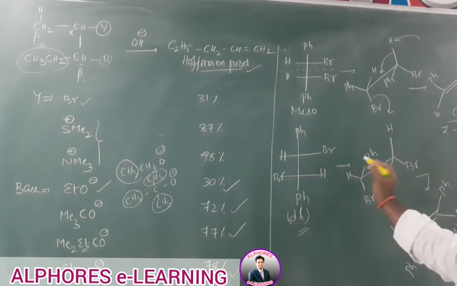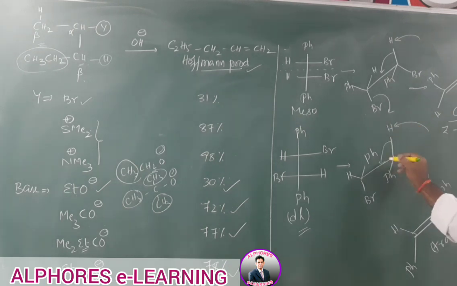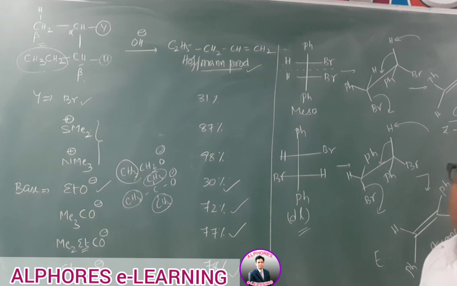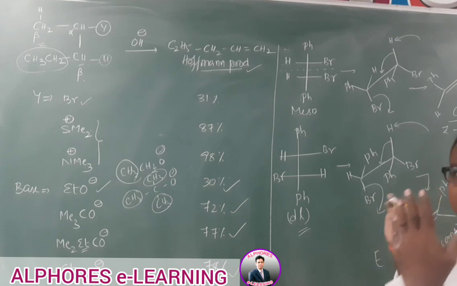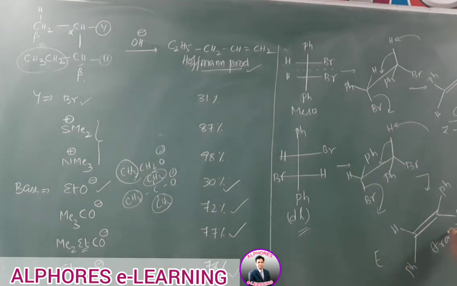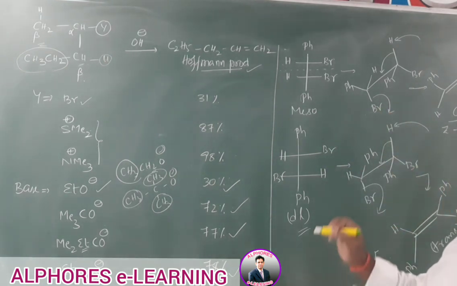Now from here, if elimination takes place, the base has to approach this hydrogen, the CH sigma bond electrons have to come, and Br has to leave. In such a case we are getting the trans isomer product, and this is also called the E isomer. Now E and Z are diastereomers. Cis and trans isomers are diastereomers. If the substrates are diastereomers, the products we are getting from those reactants are also diastereomers. From diastereomers to diastereomers, that's why we say it is stereospecific. The E2 elimination reaction is stereospecific.